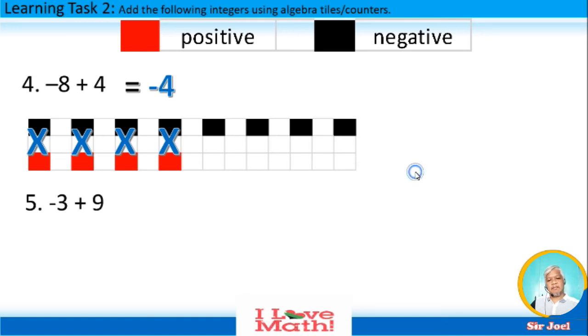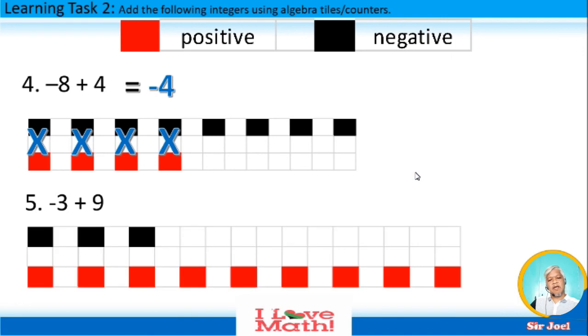Okay? Next, number 5, negative 3 plus 9. So, kung i-drawing natin, negative 3 plus 9, meron tayong 3 itim kasi negative 3. At 9 na red kasi positive 9. At dahil magkatapat ang black-red o red-black, pwede natin siyang makancel. Ano ang natira? Yun, may natirang 6 na pula. Ibig sabihin, ang sagot ay positive 6 or simply 6. So, kayang-kaya, di ba?